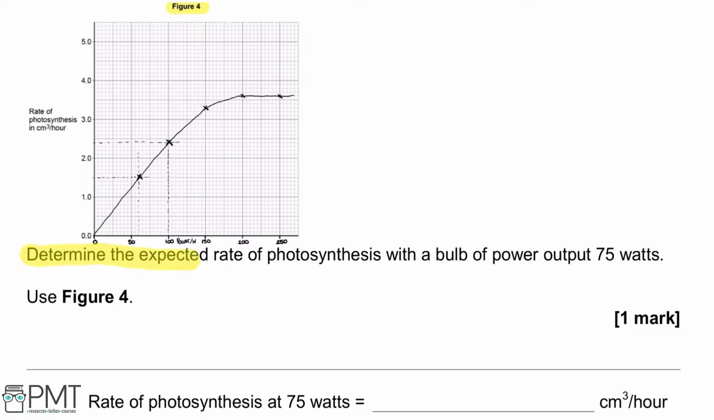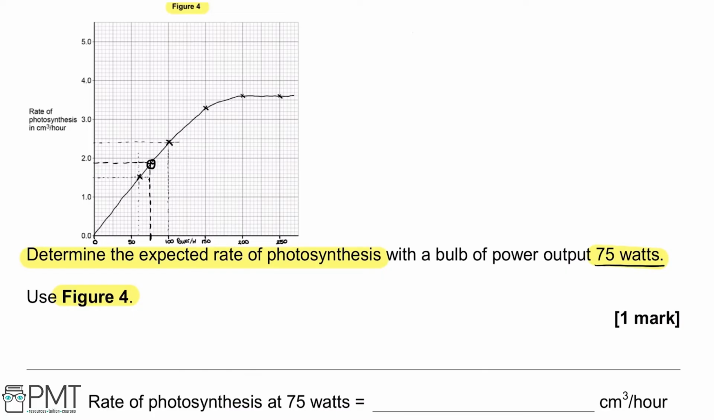Determine the expected rate of photosynthesis with a bulb of power output 75 watts. Use figure 4. So what you've got to do here is find the value of 75 watts along our x-axis scale. So 75 watts will be right between the 50 and the 100 on our x-axis scale. And once we've got that, we work our way upwards until we intercept our line of best fit, and then where that crosses, we then find the corresponding y value, and that will give us our answer.